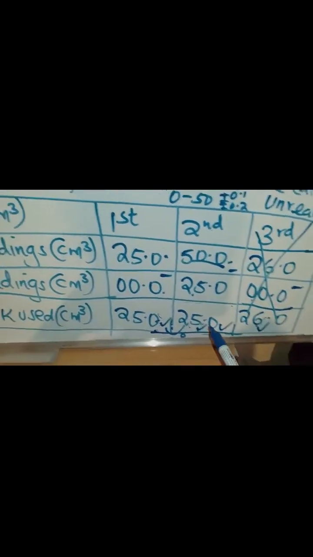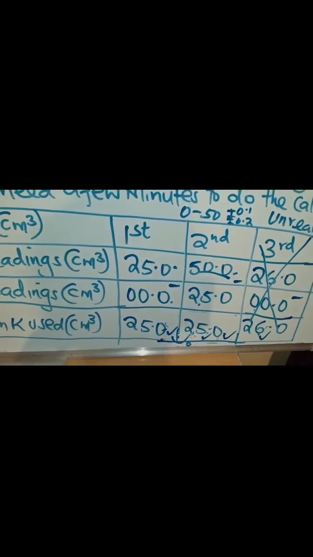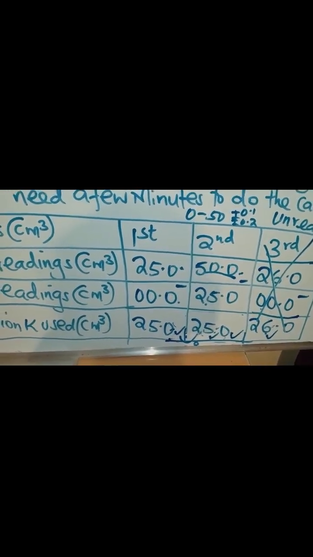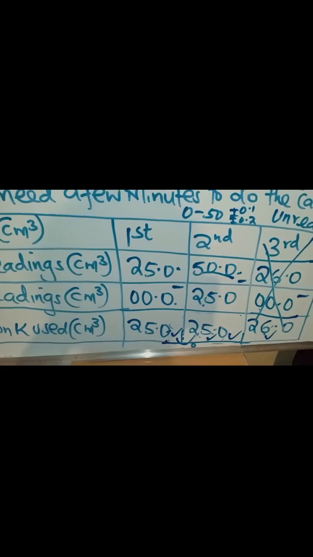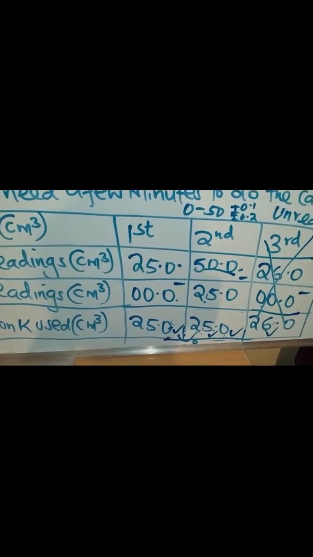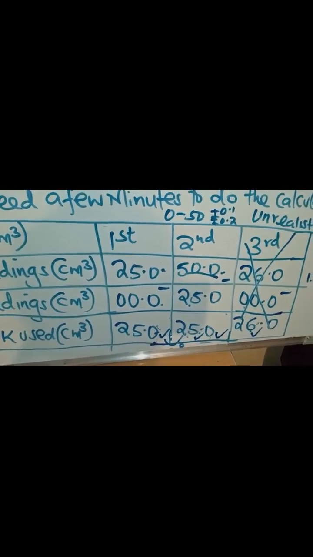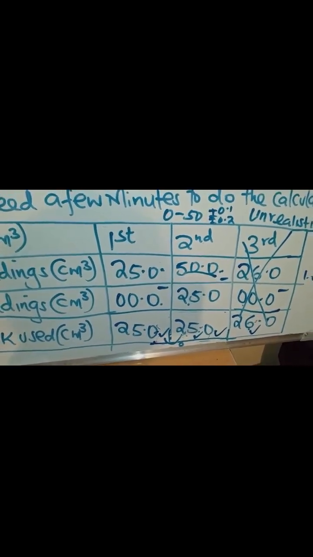So you pick 25.0 and 25.0. When calculating the average, you pick 25.0 plus 25.0, then you divide by 2, because this time round you have used two values. You have just used two values.